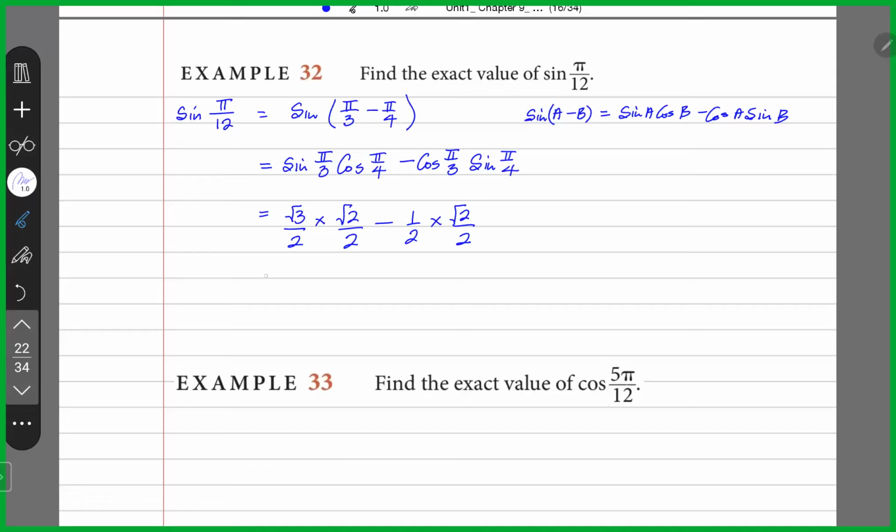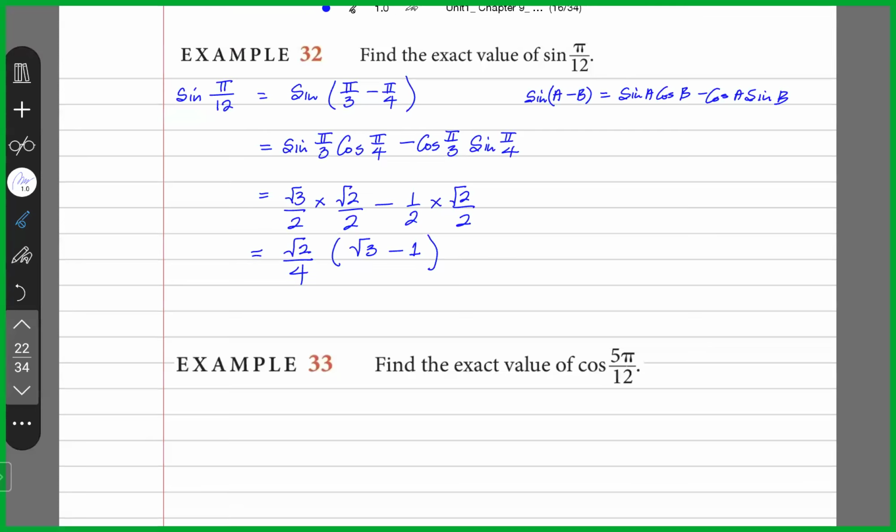If I factor out root 2 over 4, I would end up with root 3 minus 1. So my answer, the exact value of the sine of 15 degrees, is root 2 over 4 times root 3 minus 1.